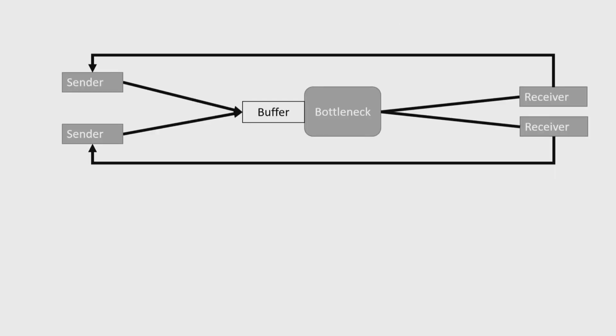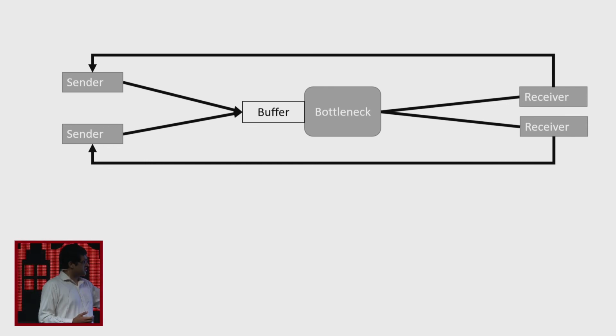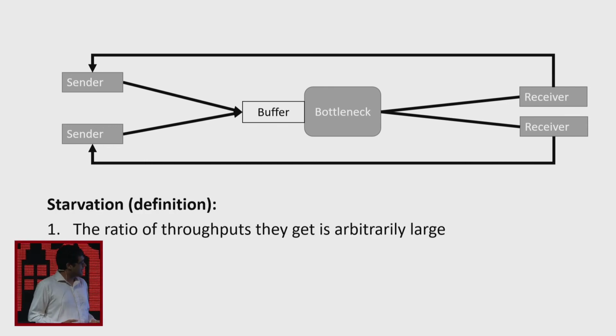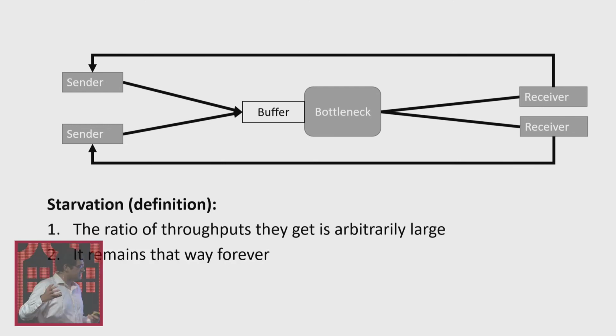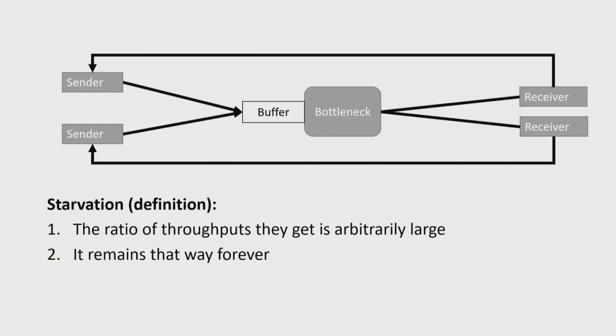I'm going to define starvation now. This is in a setting where there are two or more flows sharing a bottleneck. And we say that starvation occurs when the ratio of throughputs achieved by both of these flows is arbitrarily large. And furthermore, we are not interested in transient phenomena, because of course, when a flow starts up, it's going to have low throughput. But we are interested in cases where the throughput ratio remains arbitrarily large forever.